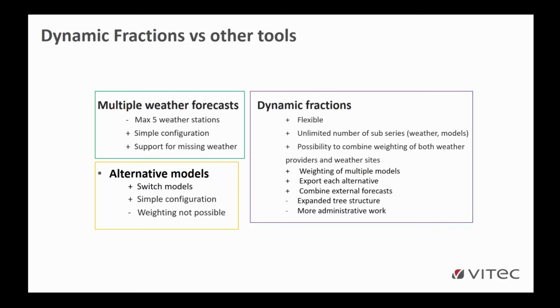So the dynamic fractions tool is a very flexible tool, and you can build your series tree more or less how you want it, compare different ways of making forecasts and always just weigh them together. And even if you're weighing them together, you can also export them separately, so that you get the pure Aiolos model forecast, for example, or from one weather point if you want that. So you don't restrict yourself to the weighted forecast either. You can export each alternative and combine external forecasts.